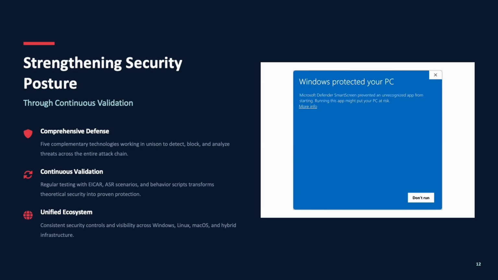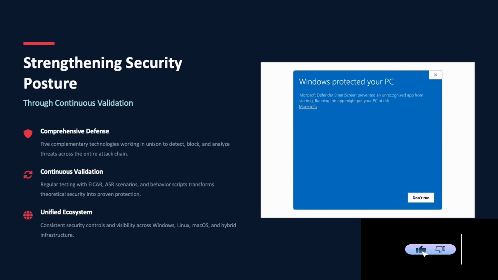Okay, so the core message here is that security is not a product that you buy. It is a process you validate. This demonstration transforms your theoretical security concept into tangible, measurable protection. We have reviewed 5 complementary technologies, from EICAR to behavioral monitoring, all working in a unified way to defend the entire attack chain. By implementing regular, repeatable testing procedures, we are continuously validating that our security controls are effective against evolving threats. This continuous validation builds confidence in our infrastructure and allows us to communicate measurable value to our stakeholders.